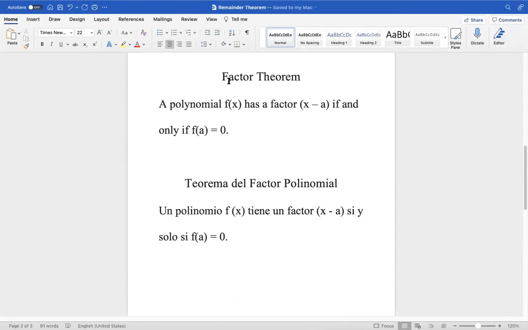So the factor theorem states that a polynomial f of x has a factor x minus a if and only if f of a is 0. So it is only a factor x minus a if the remainder is 0. Let's explain that a little bit further with an example.